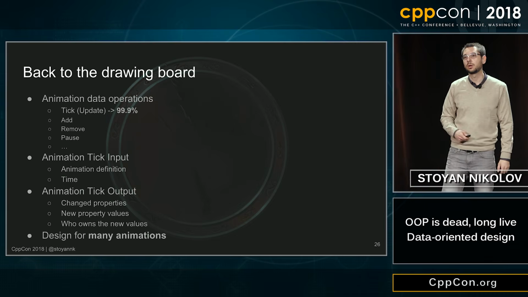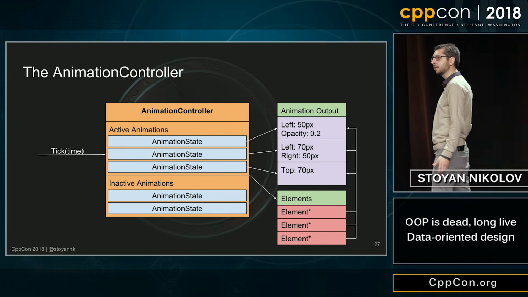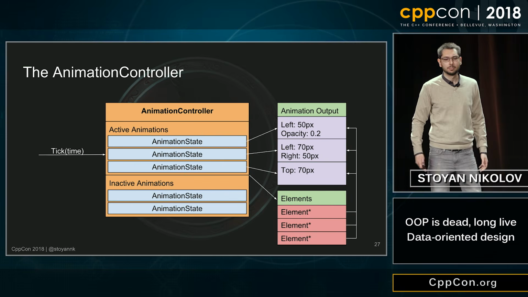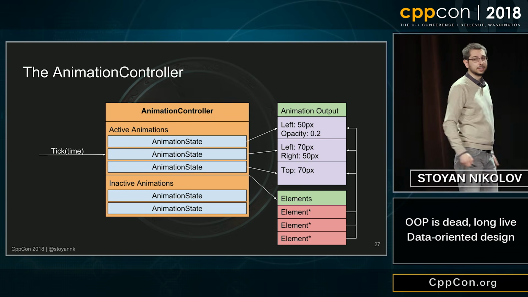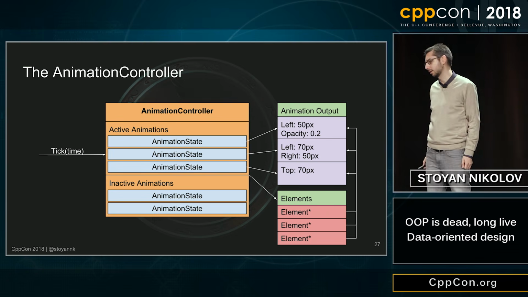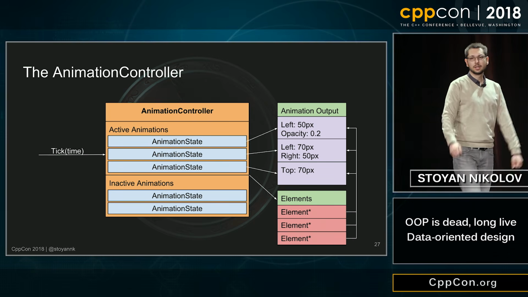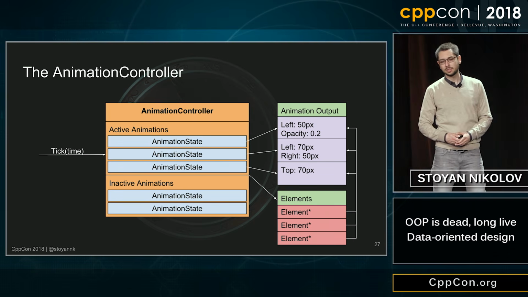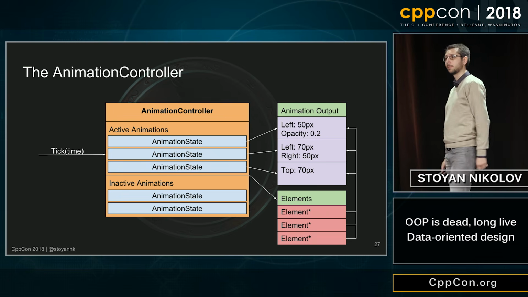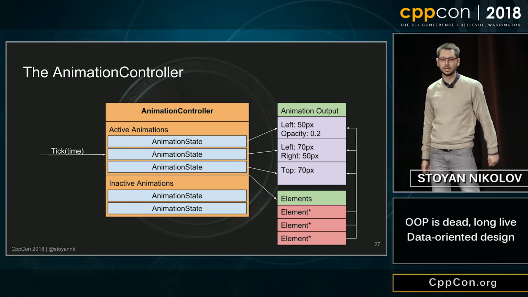So how will our tick work? Oh, it can be done very simply. Let's create a class called animation controller, or whatever name we find interesting. It will contain an array of our animation states. It will take time as input. Those states are generated from the definitions.